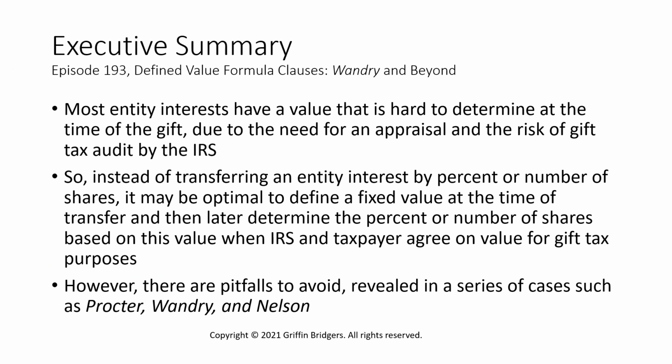So, there may be a more optimal way to make gifts of entity interest by instead transferring a fixed dollar amount instead of a percent ownership interest or a certain number of shares. Because if the IRS later changes the value of that interest or number of shares, you can have a fixed amount of the gift up front, and then the percent or number of shares would later be finally established when the IRS and the taxpayer agree or concede on the value for gift tax purposes.